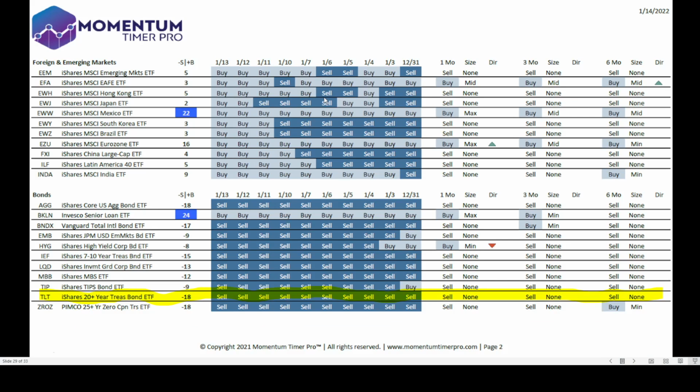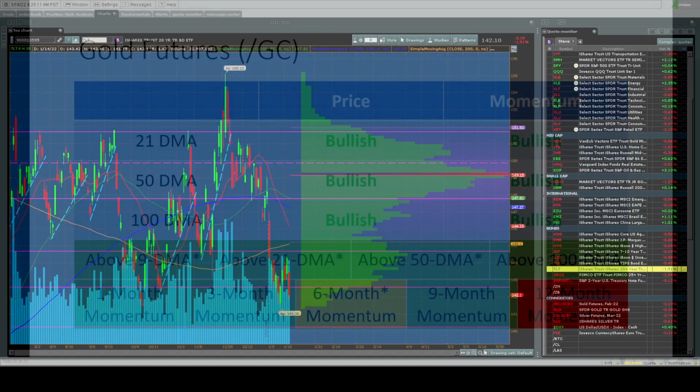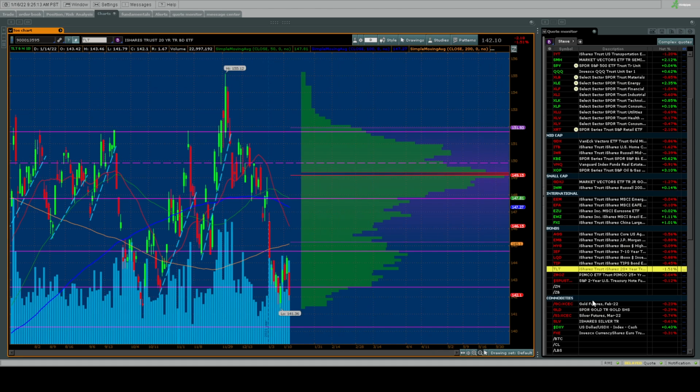All right, let's go on to Momentum Timer Pro, of course, as we expect, saying no position if you're following it as your guide. All right, on to gold. Is gold finally out to hit a bull market? Well, look, price has gone bullish. Momentum's bullish above all the key moving averages. 6-month momentum is fighting back higher. I mean, this is what you want to see after it got beaten up so bad.